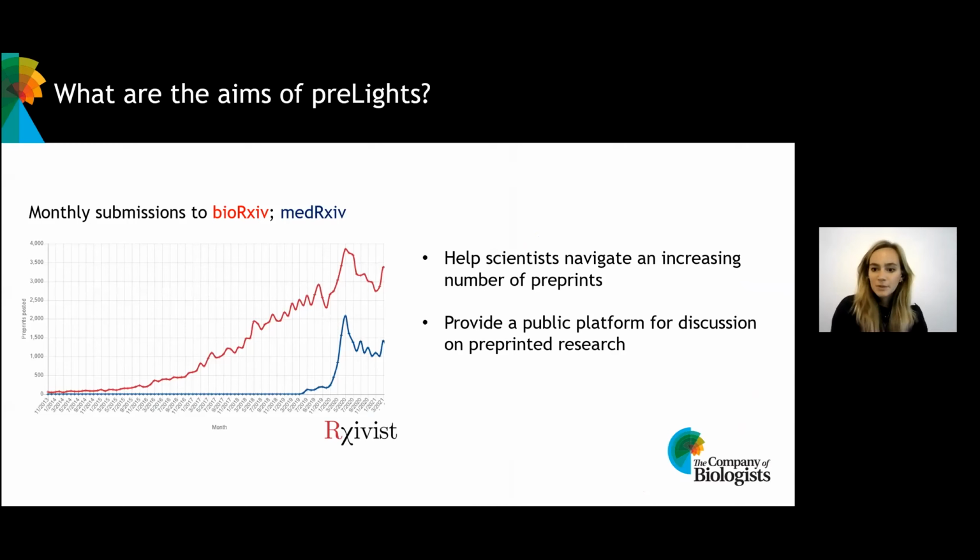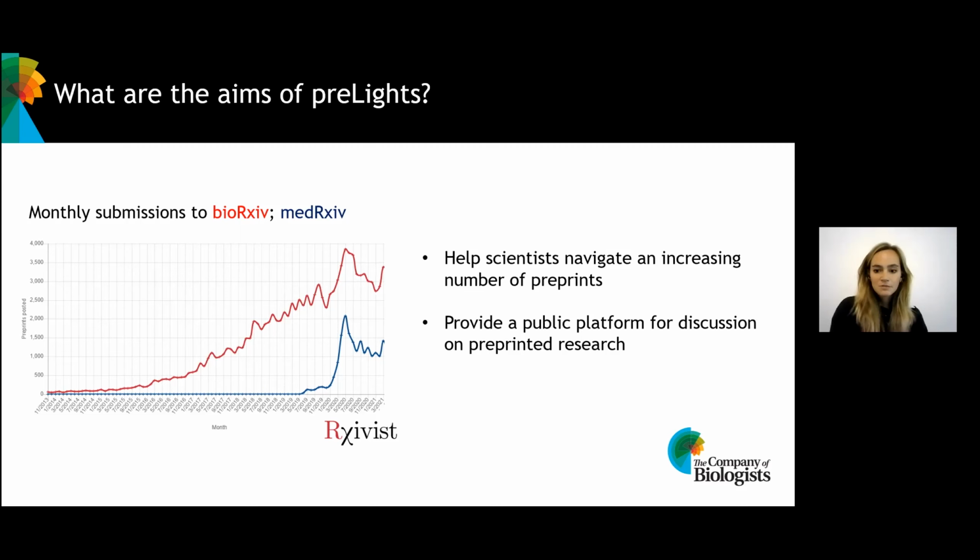So why did the Company of Biologists launch preLights and what are our main objectives? As you all know, preprint posting in the life sciences has seen a rapid and exponential increase over the last 8 years. And this is something that has been further accelerated by the outpouring of COVID-19 related research. But it can be very easy to get lost in the influx of new research. So one of the main aims of launching the preLights platform was to help scientists navigate preprint literature by selecting interesting preprints and providing digests of this work.